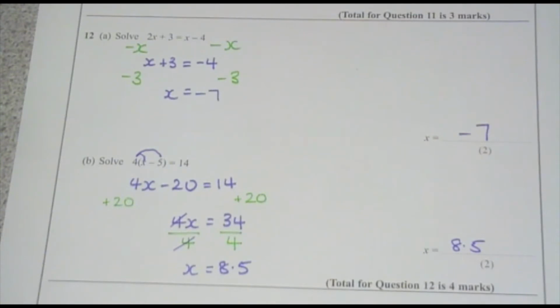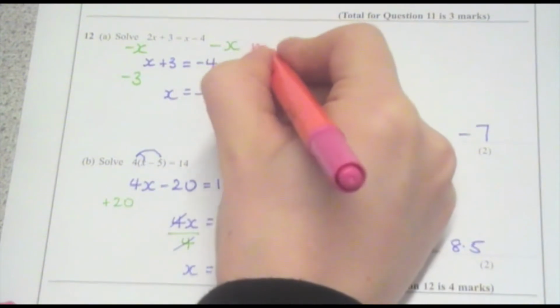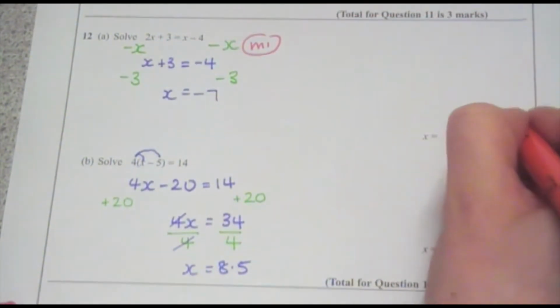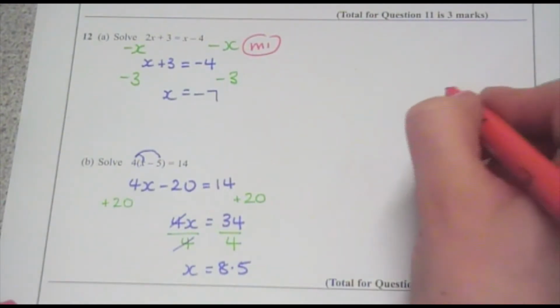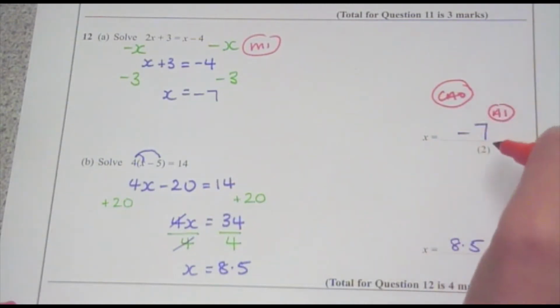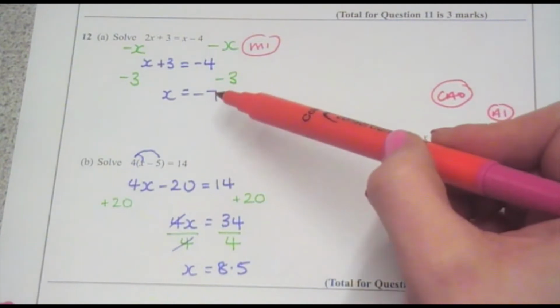So my first mark on 12 part A then is going to be for attempting to get the x's on one side. Okay. My last mark for it is for getting the answer of minus 7. And this is also a correct answer only question. So if I only put minus 7, I would only get 1 out of the 2 marks. I need to have shown my workings.